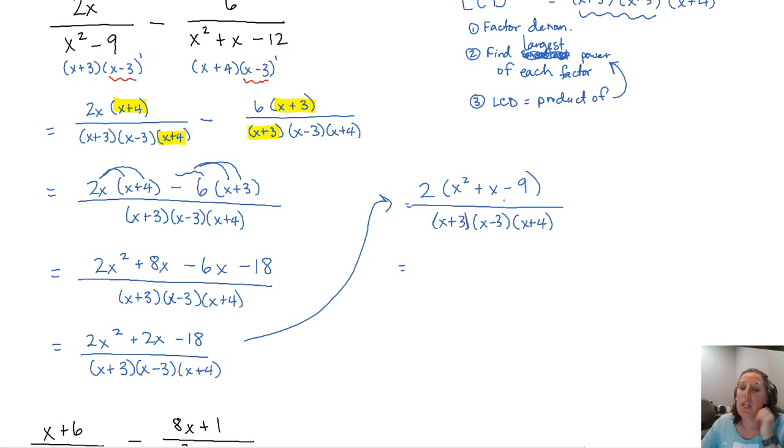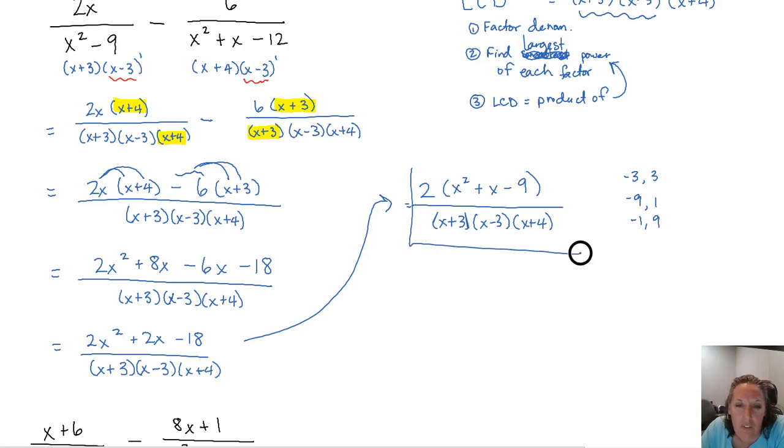And x squared plus x minus 9 in the numerator, we can factor that. The factors, well, wait a minute. No, we cannot factor that. There are no factors of negative 9 that add to a positive 1. The only factors of negative 9 are negative 3 and positive 3, negative 9 and positive 1, and negative 1 and positive 9. None of those are going to add to 1. We're not going to be able to simplify this any further, so that will be our answer.